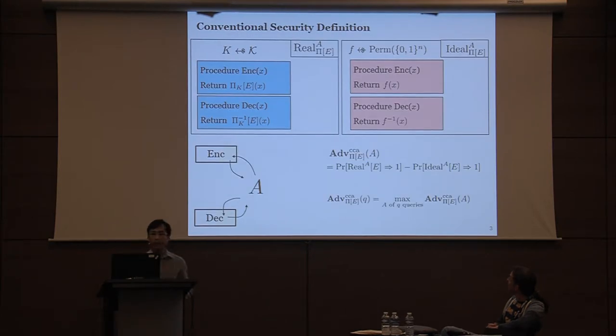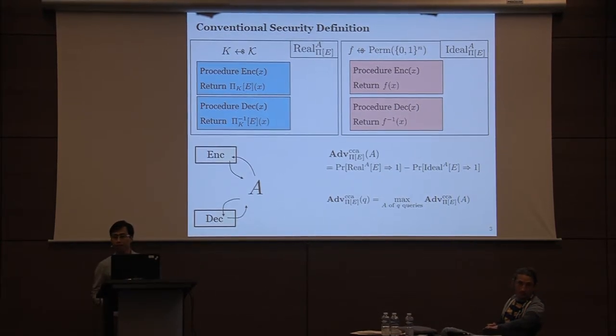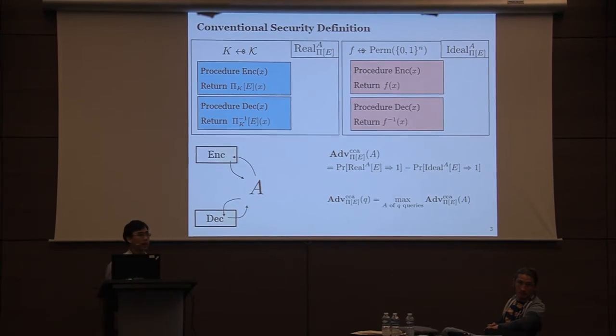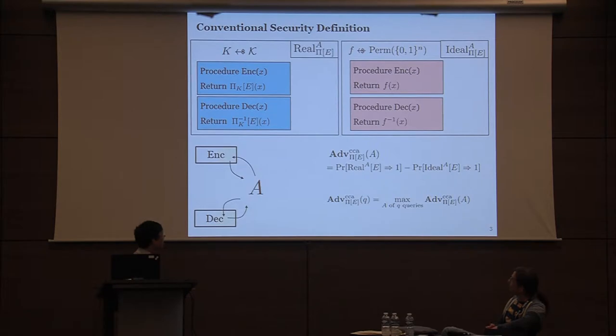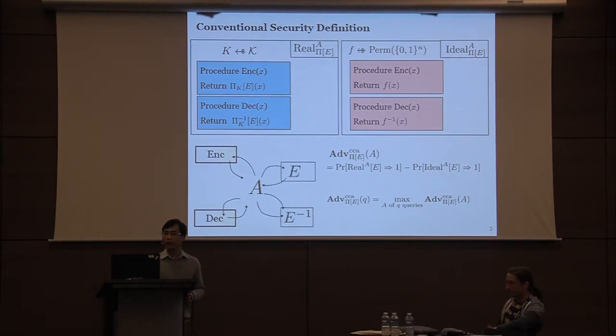So here's the CCA security notion for a block cipher pi that is built on top of an ideal cipher E. Under this notion, an adversary is dropped into either a real world or an ideal world. In the real world, the oracles implement the construction pi and its inverse under a random secret key. In the ideal world, they instead implement an ideal random permutation and its inverse. In both worlds, the adversary has access to the ideal cipher E and its inverse, and the goal of the adversary is to guess which world it is in.